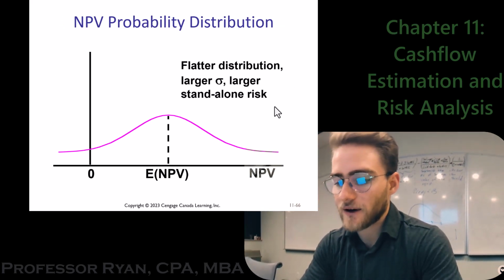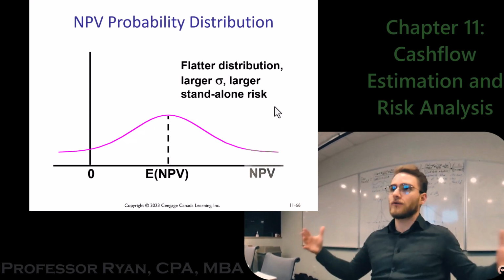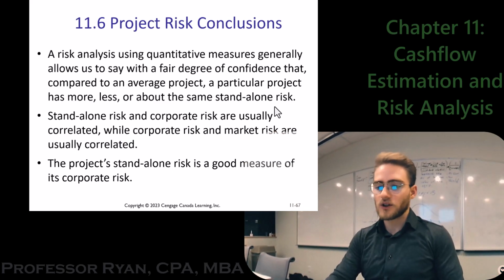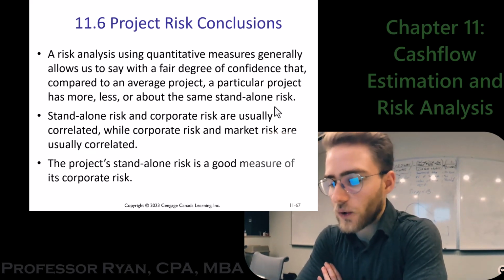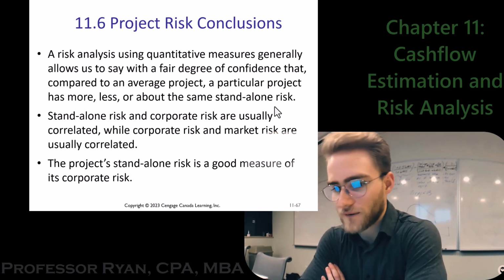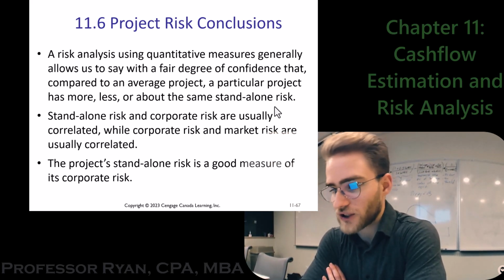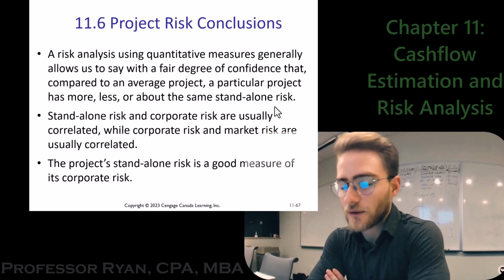And here is a flatter distribution, a wide range of outcomes for a larger standalone risk, for a much larger, riskier project. So, project risk conclusion: a risk analysis using a quantitative measure. Measures generally allow us to say with a fair degree of confidence that compared to an average project, a particular project has more, less, or about the same standalone risk.